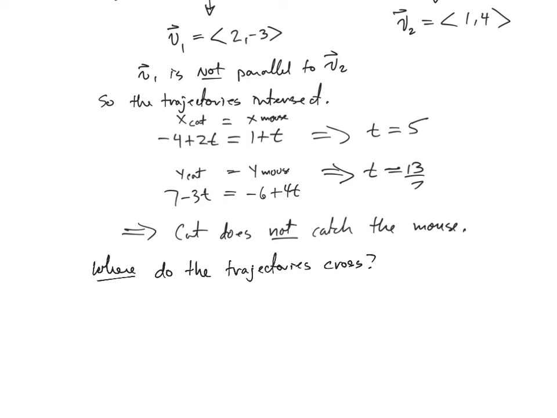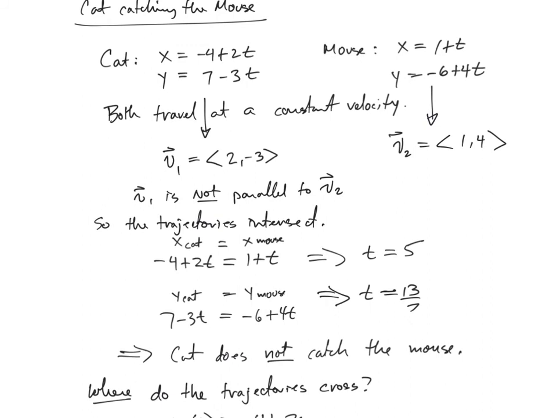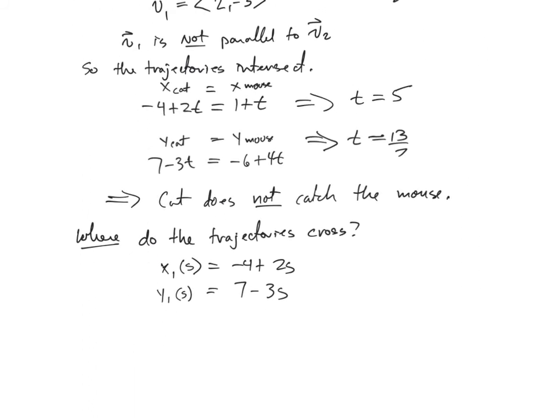Well, we're going to rewrite these line equations using different parameters this time. For the cat, we're going to use a parameter of s. So this is for the cat. It's the same line equation, it's just that instead of t, I'm using s for the parameter, because the parameter can be anything we want it to be. And for the mouse, I'm going to rewrite its equations, and I'm going to use k for its parameter.